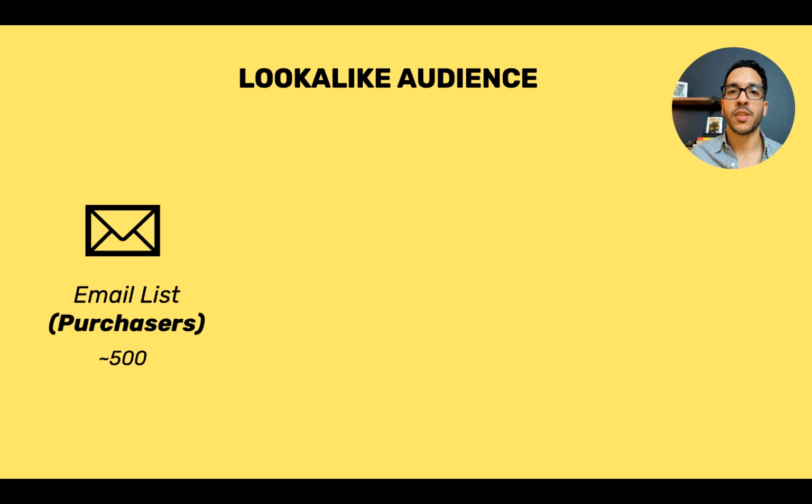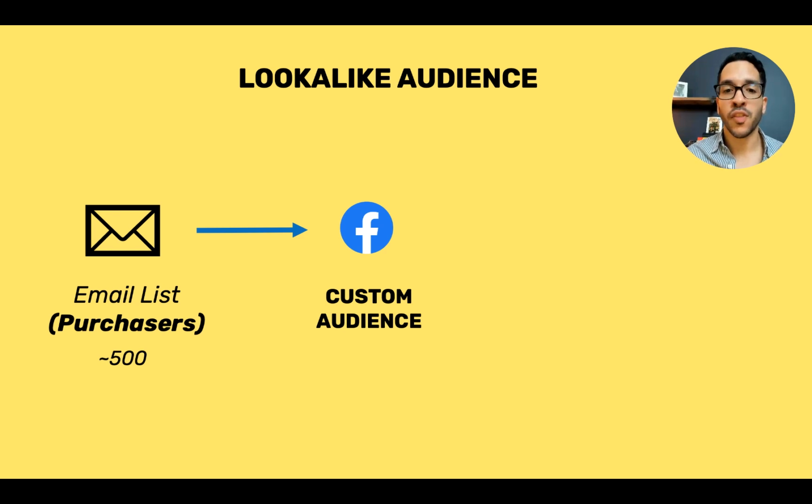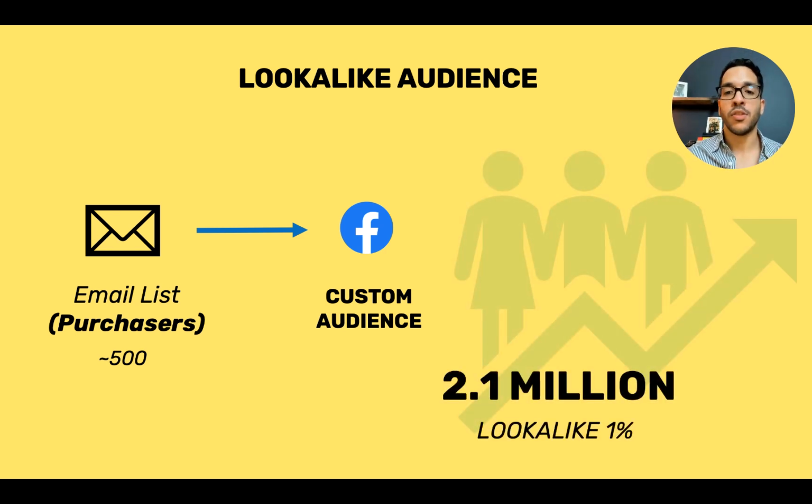Let's say you have, for example, an email list of people who've purchased from you. Let's say you have about 500 people. You can upload that list to Facebook as a custom audience, and then you can scale that. So you can tell Facebook, I want you to find people that have similar interests and characteristics like the people who have already bought from me. And Facebook lets you do that in a few different dimensions under a lookalike capability.